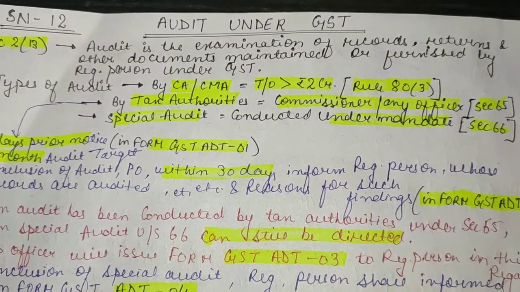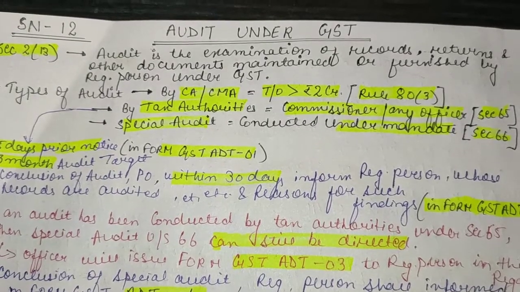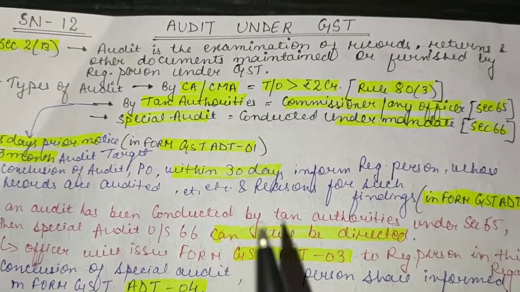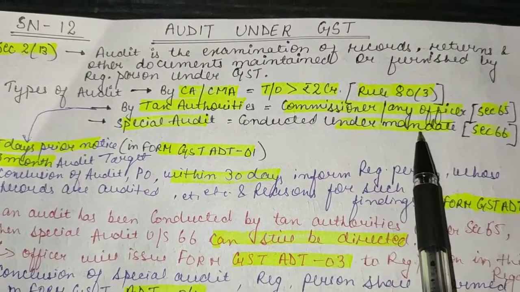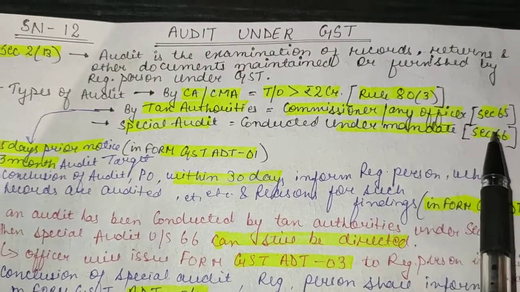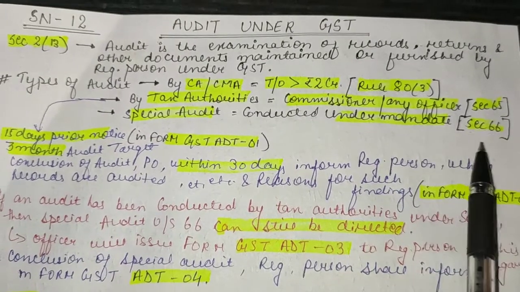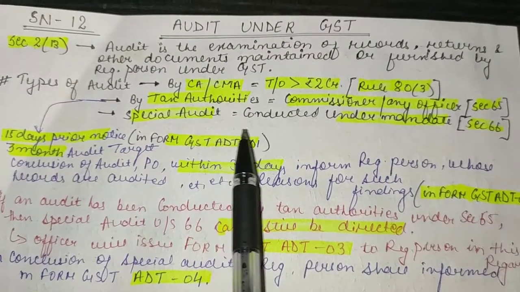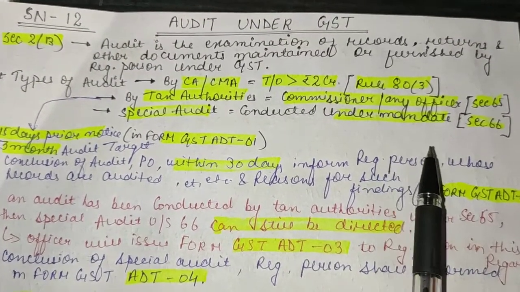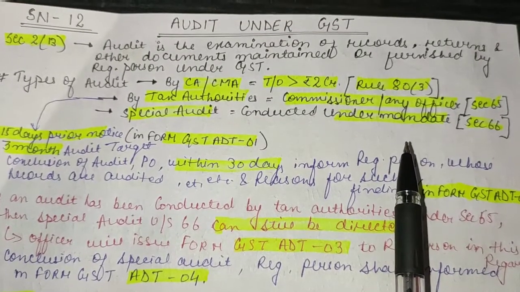Now the second type of audit is done by a tax authority, in which any commissioner or any officer does the audit, and this is prescribed in section number 65. Now section number 66 is about special audit, which is conducted under a mandatory supervision.